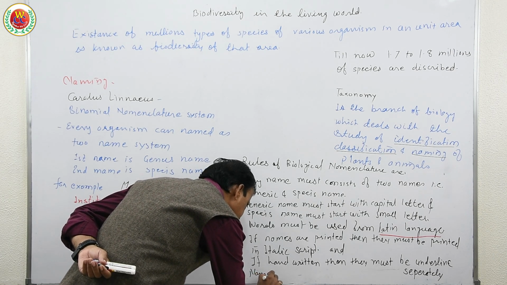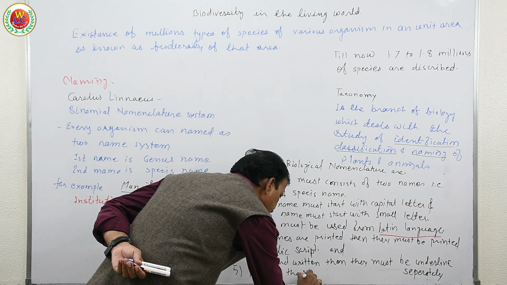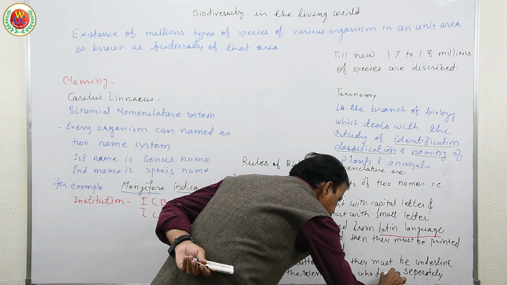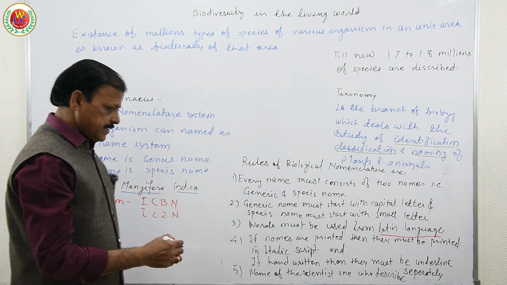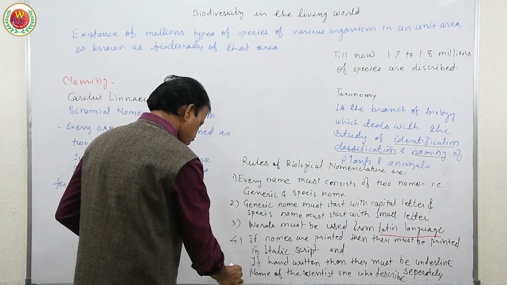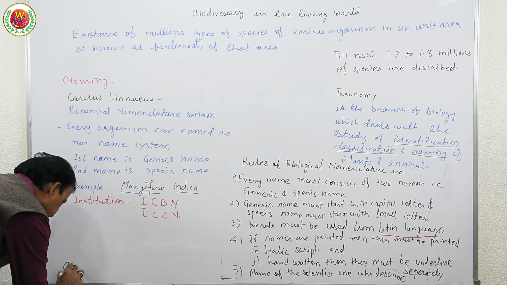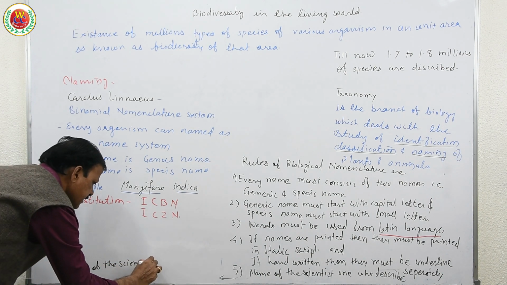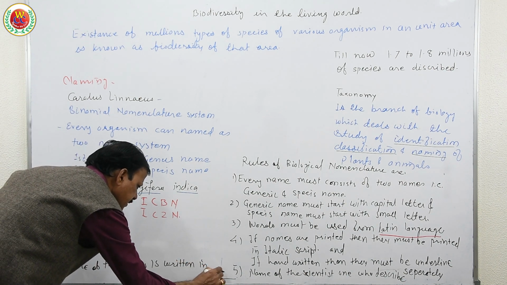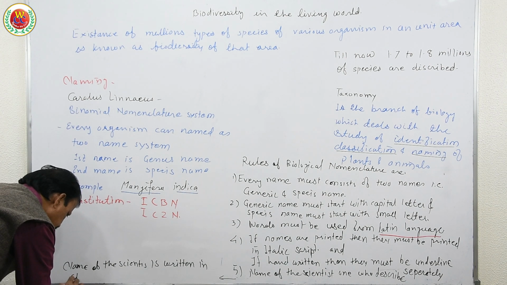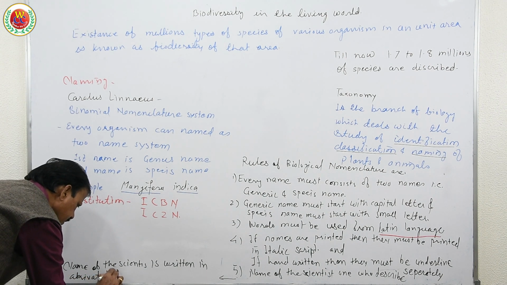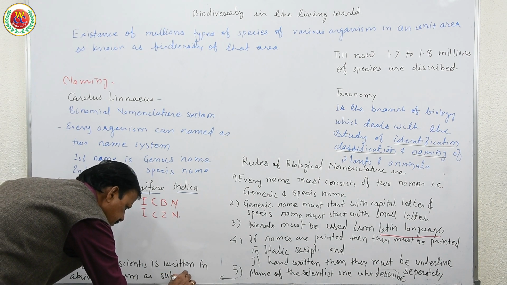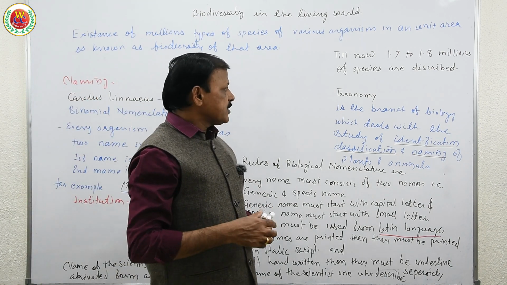So the name of the scientist who described it is always written in abbreviated form as a subscript. So these are the rules set for nomenclature.